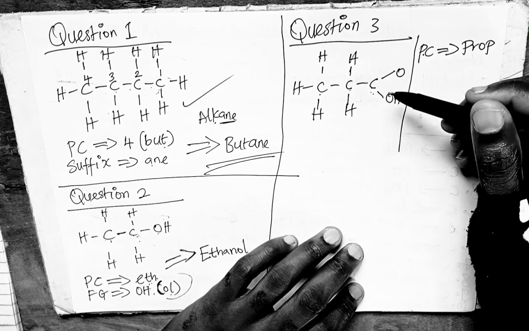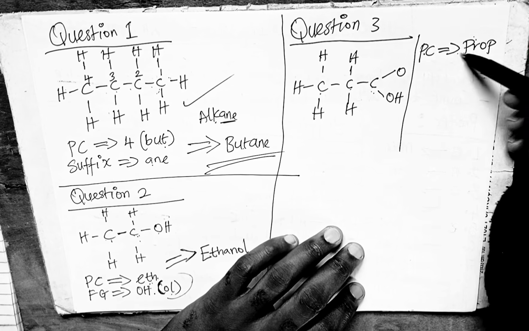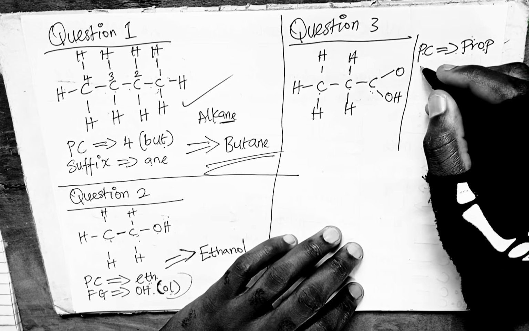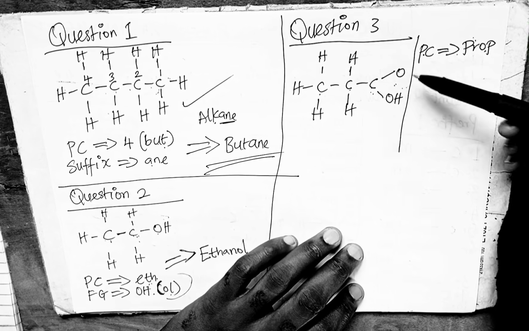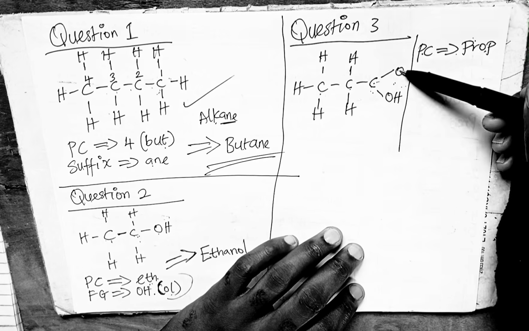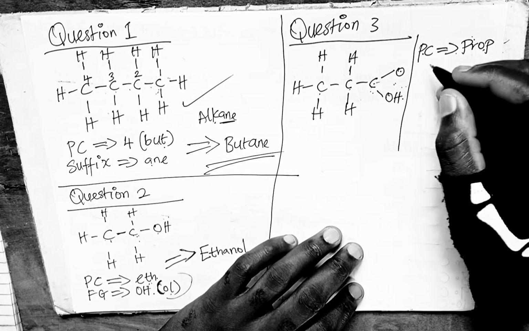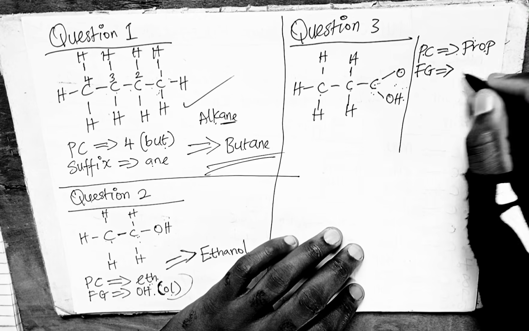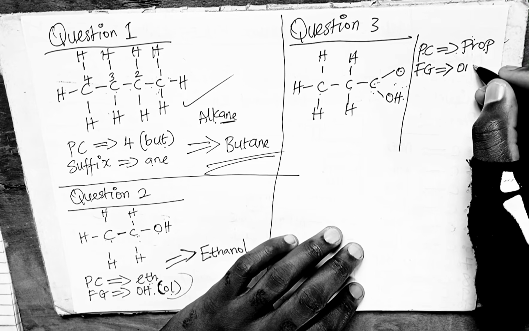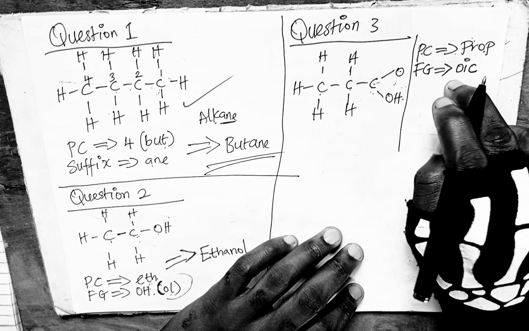So after that, what are we to do next? What's the suffix? This is already our prefix. What's the suffix? That's the ending. The suffix is the functional group that we have here. What is this functional group? Arranged like this, COOH. The functional group is the carboxylic acid, that ends with the suffix oic. Oic. All right.